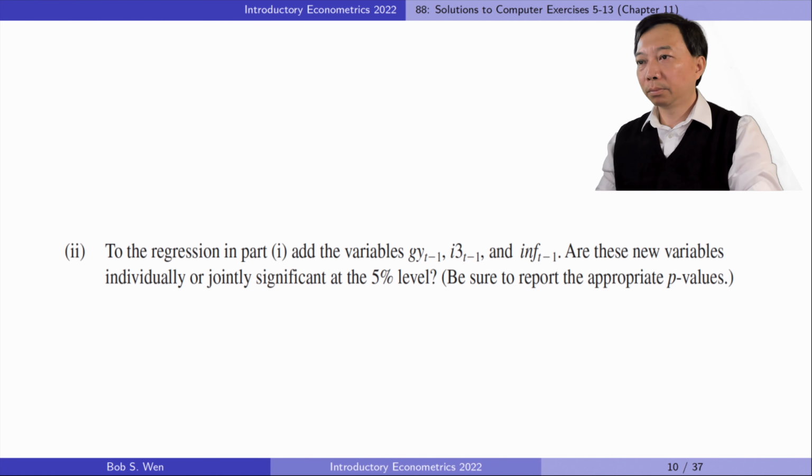In part 2, to the regression in part 1, add the disposable income at time t-1, the interest rate at time t-1, and the inflation rate at time t-1. Are these new variables individually or jointly significant at the 5% level?